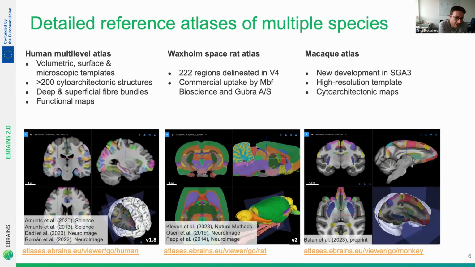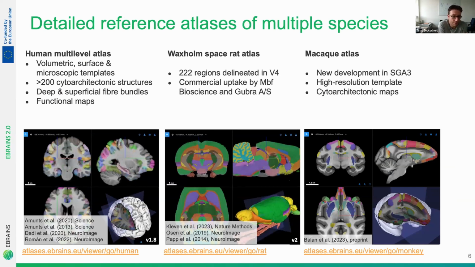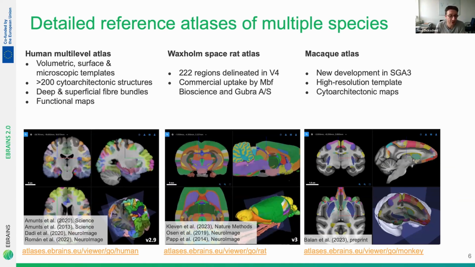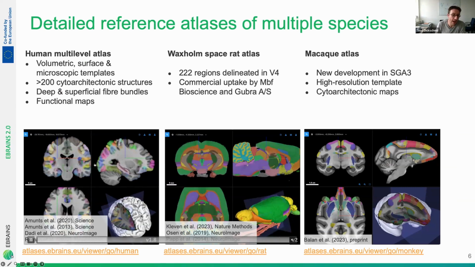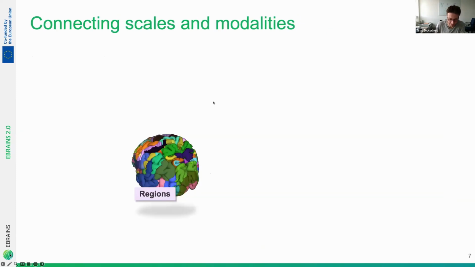The different atlases that we have implemented in EBRAINS have over the years grown and matured, and Katrin has already shown you that the Julich-Brain cytoarchitectonic atlas, which is at the heart of the human atlas ecosystem, provides more than 200 structures meanwhile, and the same is also the case for the red atlas that we are building here.